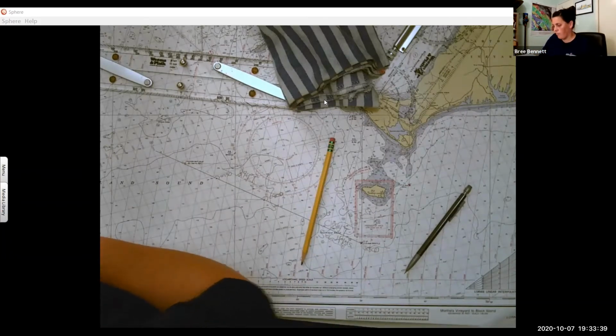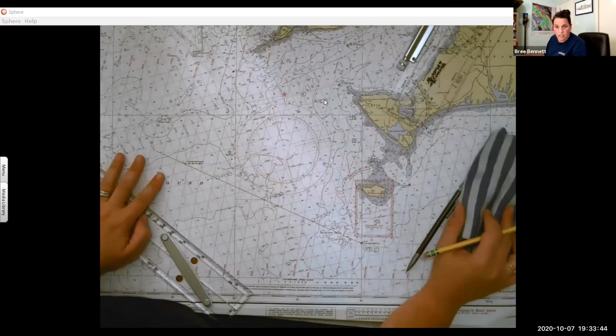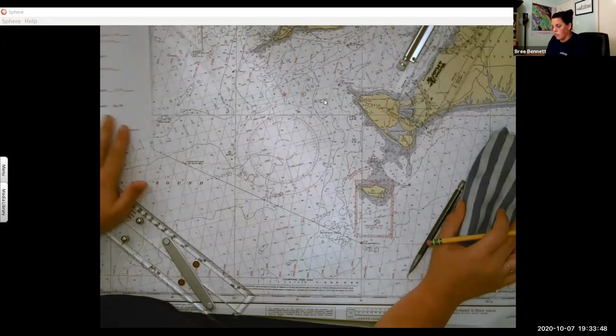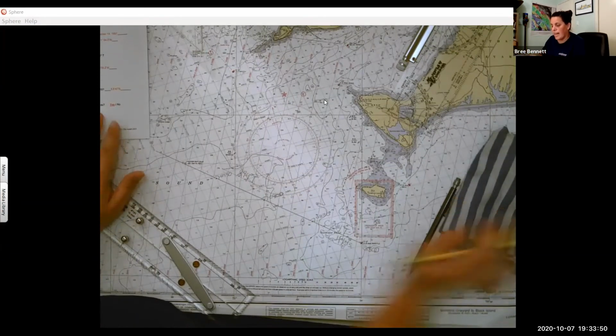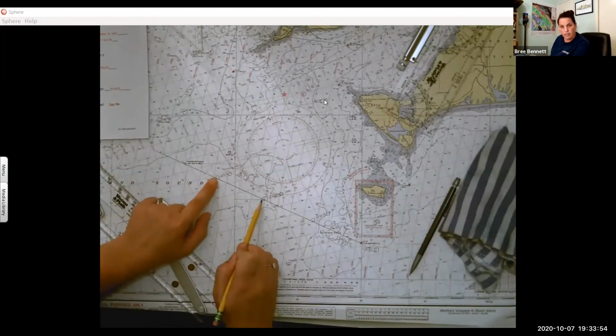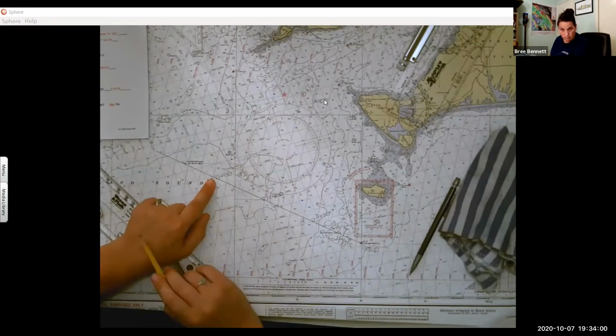Okay, now this is what we're practicing here: getting a fix or plotting two LOPs. So they told us at 9:15, so we think we're somewhere in the middle between 9 and 9:30. So if I was going to guess, I'd say I'm somewhere around right here, ballpark.